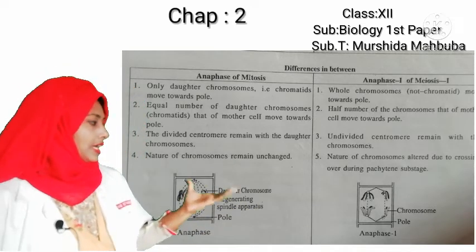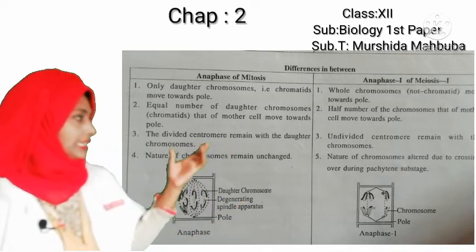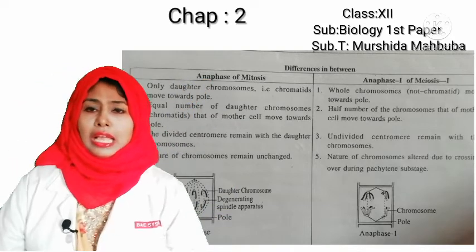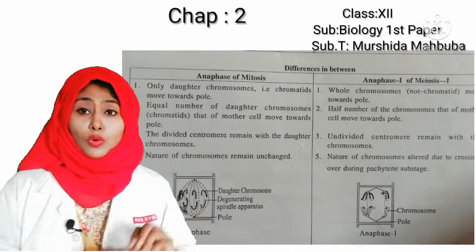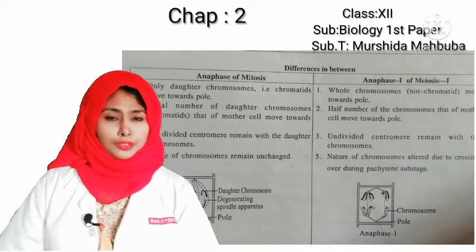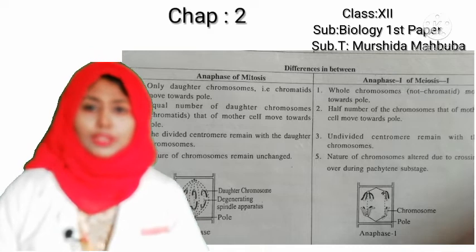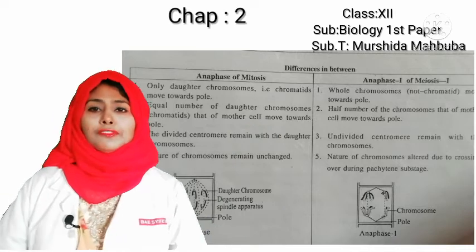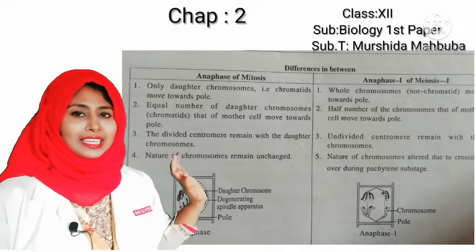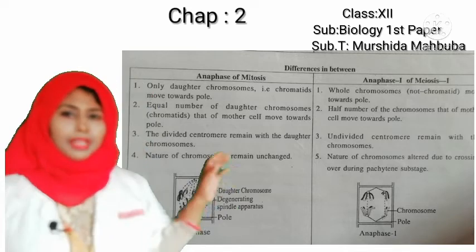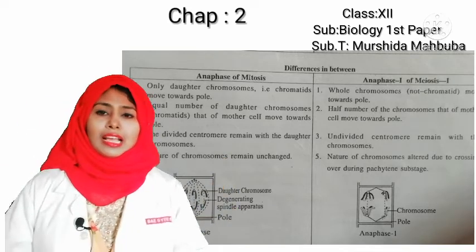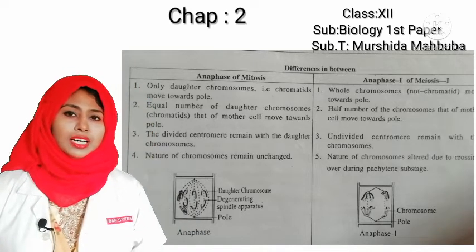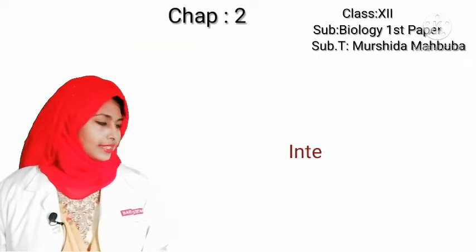Then we have to memorize another difference between anaphase and anaphase 1. In anaphase, only daughter chromosomes move towards the pole, and in anaphase 1, whole chromosomes move towards the pole. In anaphase, an equal number of daughter chromosomes move towards the pole. In anaphase 1, half the number of chromosomes move towards the pole. In anaphase, the divided centromere remains with the daughter chromosome, and in anaphase 1, the undivided centromere remains with the chromosome.